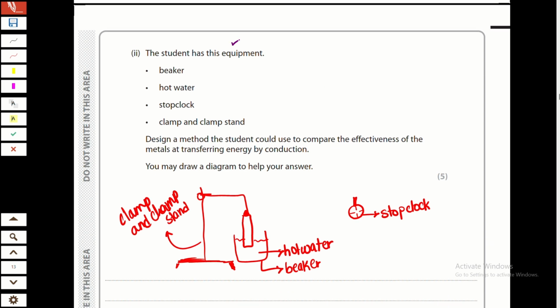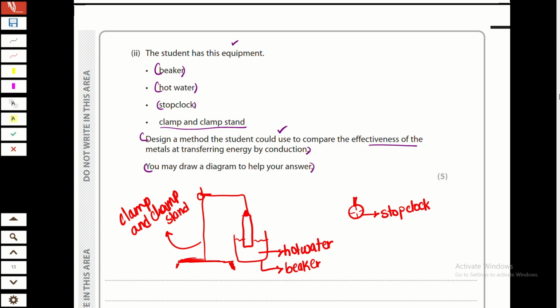Let's move ahead. A2. So the student has this equipment. The student has got a beaker. The student has hot water. The student has a stop clock, and the student has a clamp and clamp stand. Design a method the student could use to compare the effectiveness of the metals at transferring energy by conduction. You may draw a diagram to help your answer.